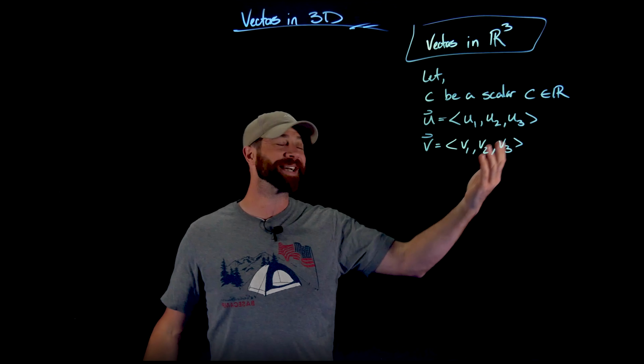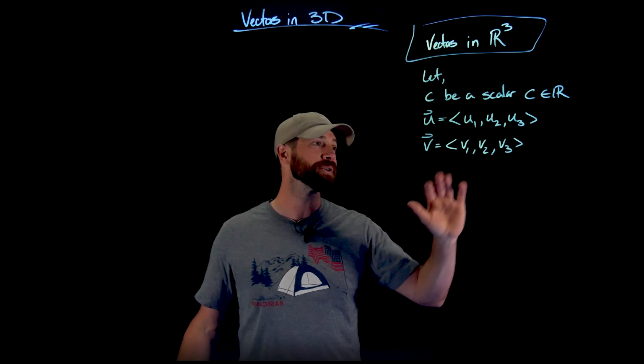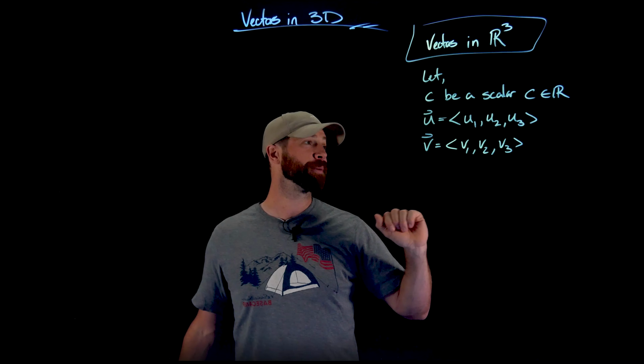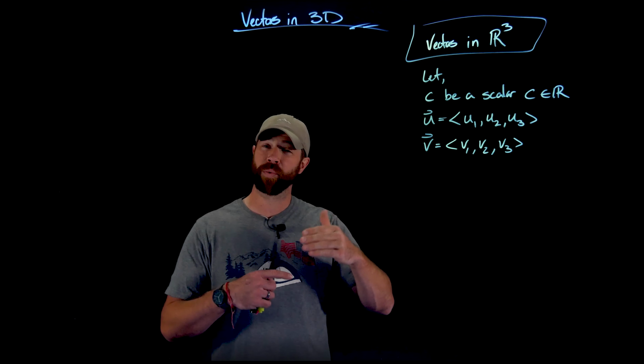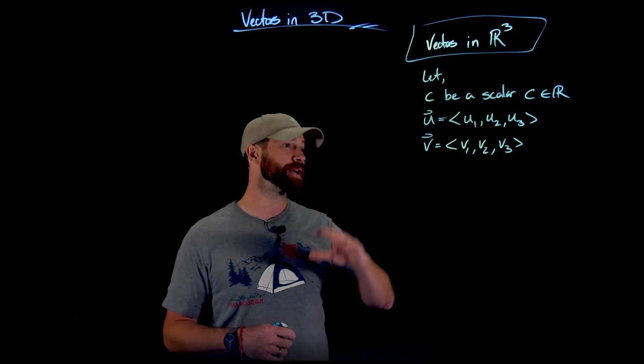And our description of the vectors is no different than two-dimensional. We have this in its component form right here. We have three different values that describe along the X, the Y, and the Z axis for each of these vectors.